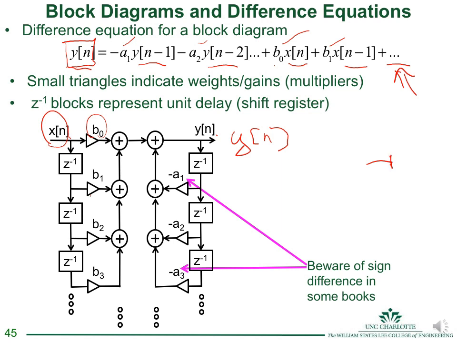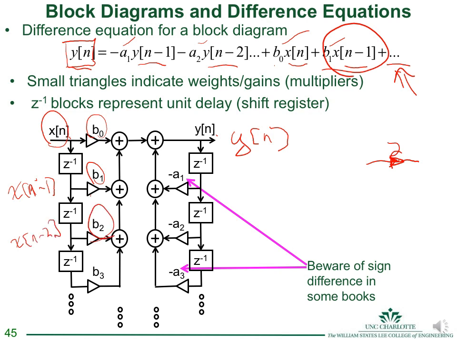And so the first thing I see is b0 x of n. That adds to, well, this z minus 1 is a delay, so this is x of n minus 1 at the output of that delay. And so it multiplies b1. So that's the next term in the difference equation, and so forth. And so I have x of n minus 2, and that'll multiply b2, and all those get added together. And so that forms the addition of all the inputs.